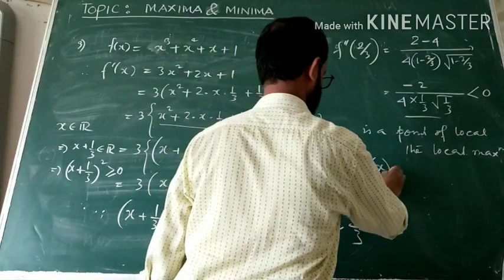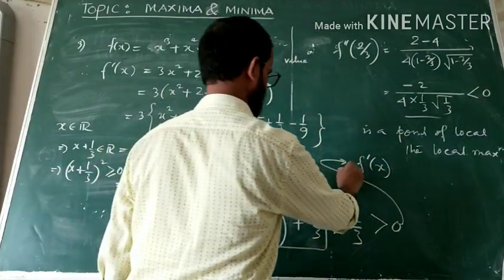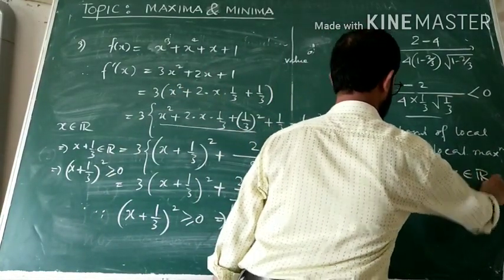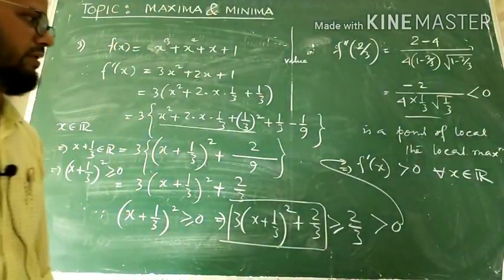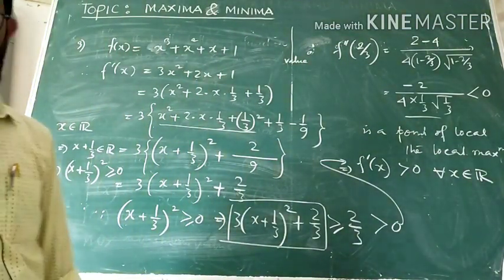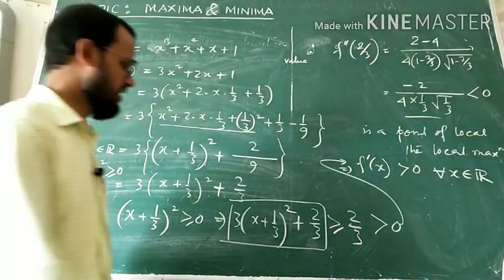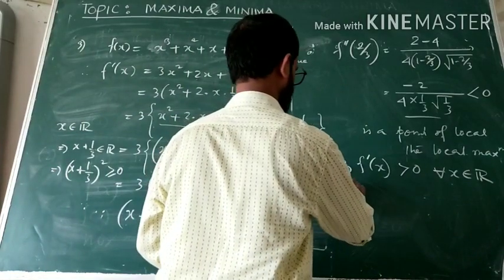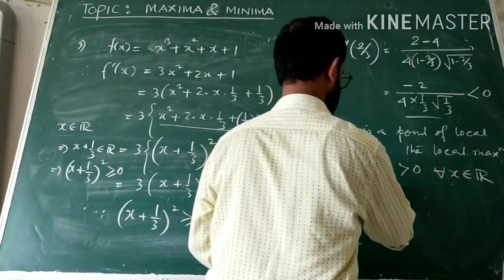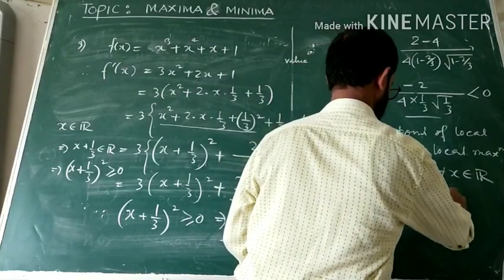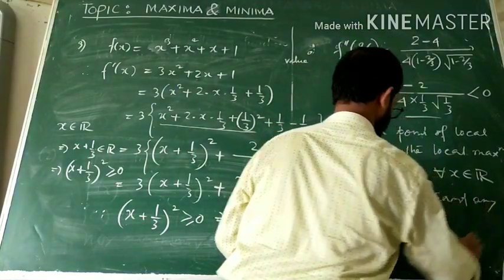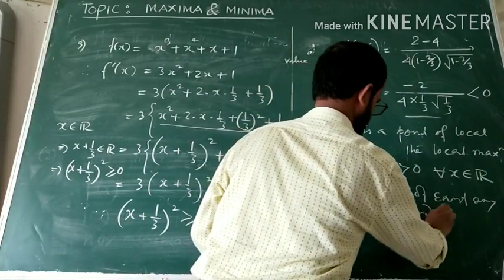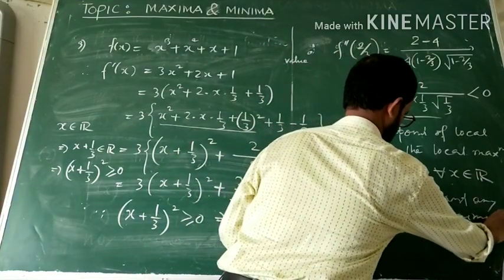So from here you can say f dash x is greater than 0 for all x belongs to R. The domain of the function is the set of real numbers, and it means that there does not exist any maxima or minimum value of the function. So you write: f(x) does not have any maxima and minimum value.